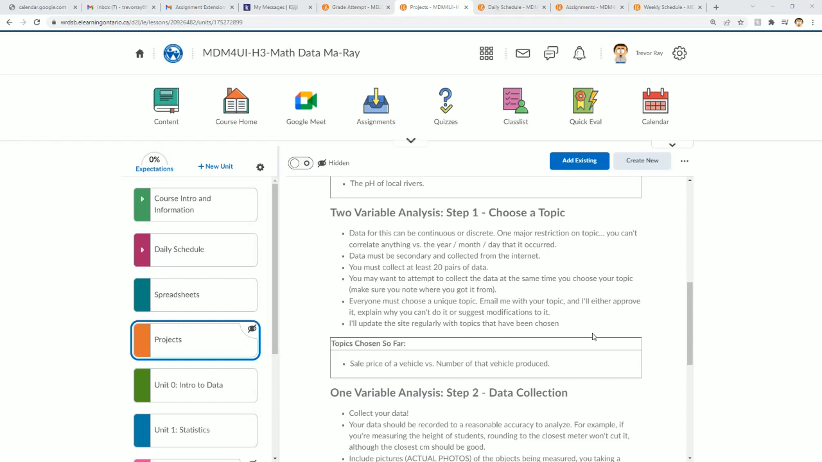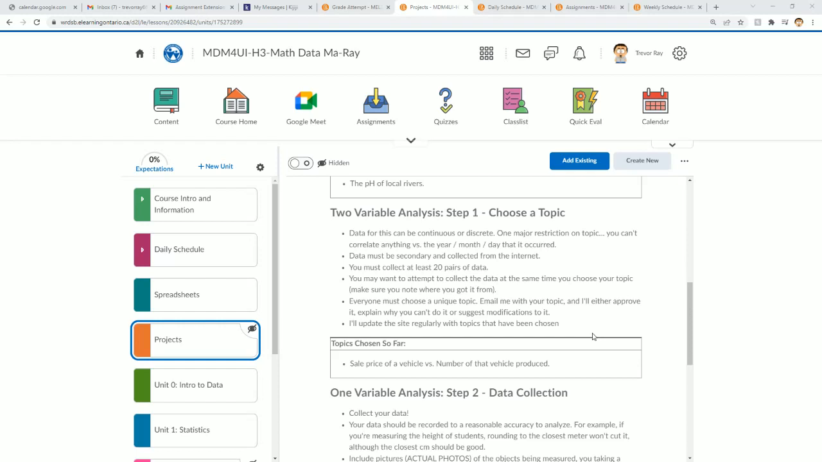For this part, you're going to be doing a two variable analysis, so you're going to need to compare two data sets. This data can be continuous or discrete, doesn't matter to me, your choice. One restriction on your topic that I want to put in there, there may be others really specific ones that are kind of wonky, but one that most students try to do, and I would like to avoid, is where you're correlating anything versus time.